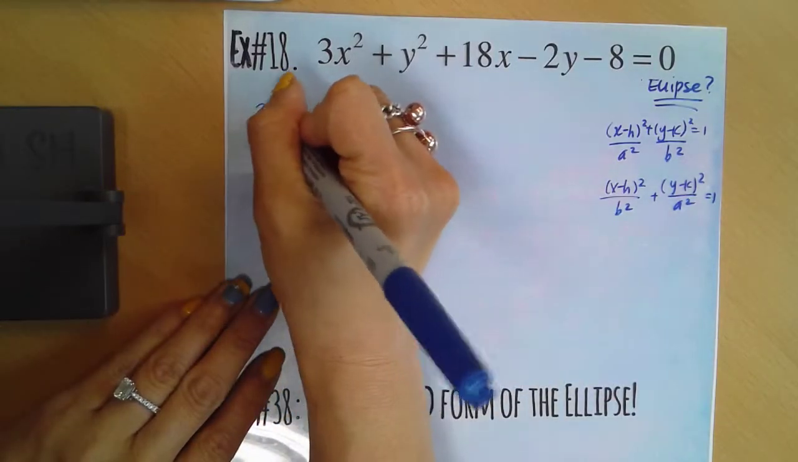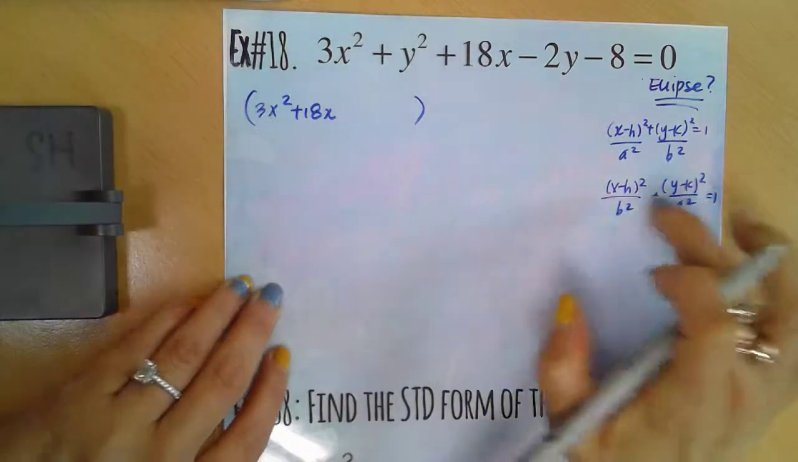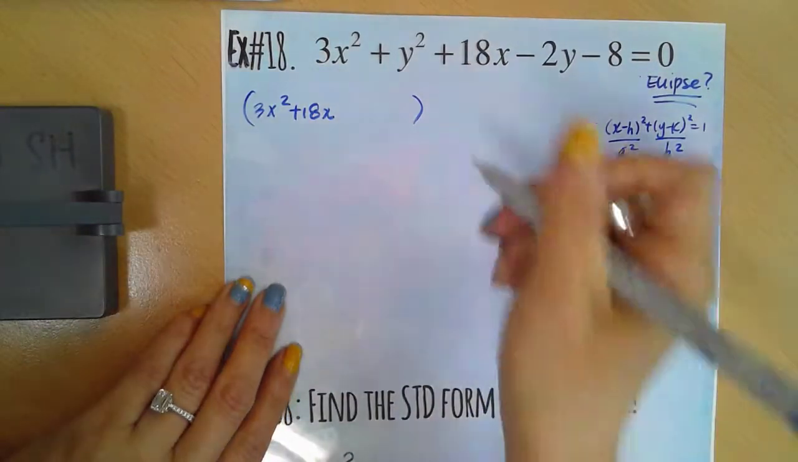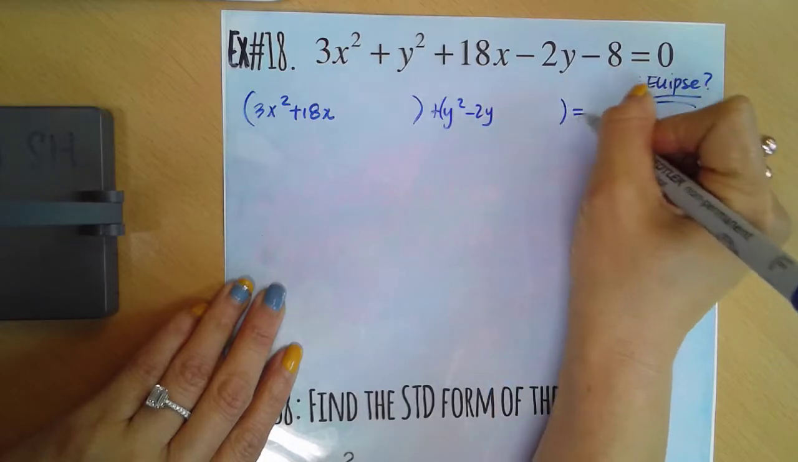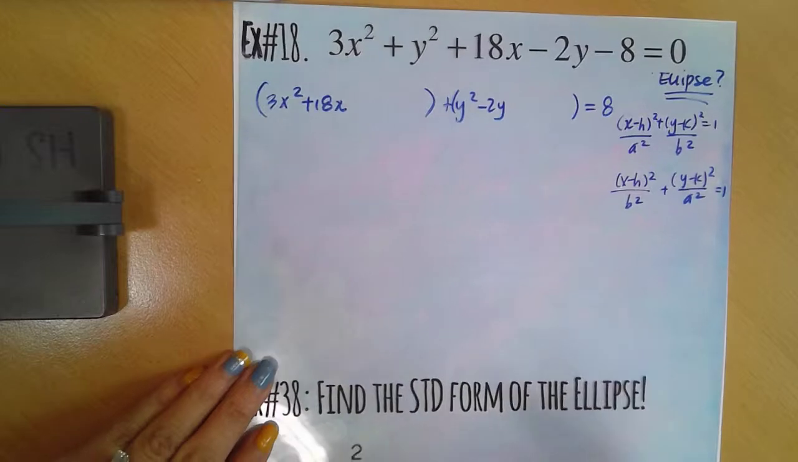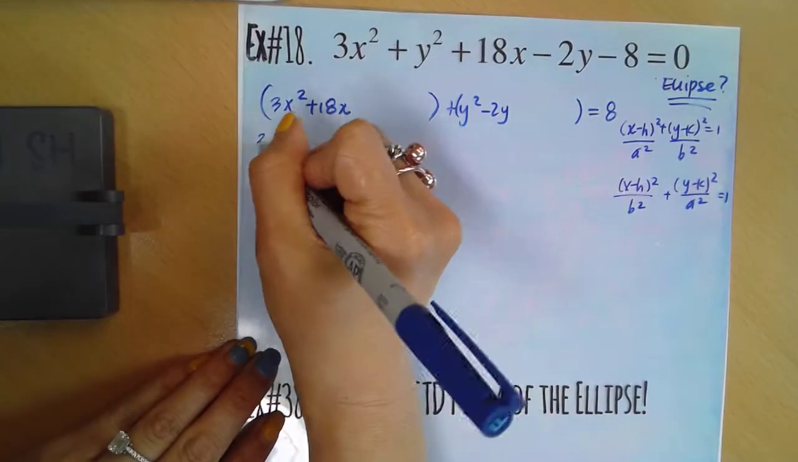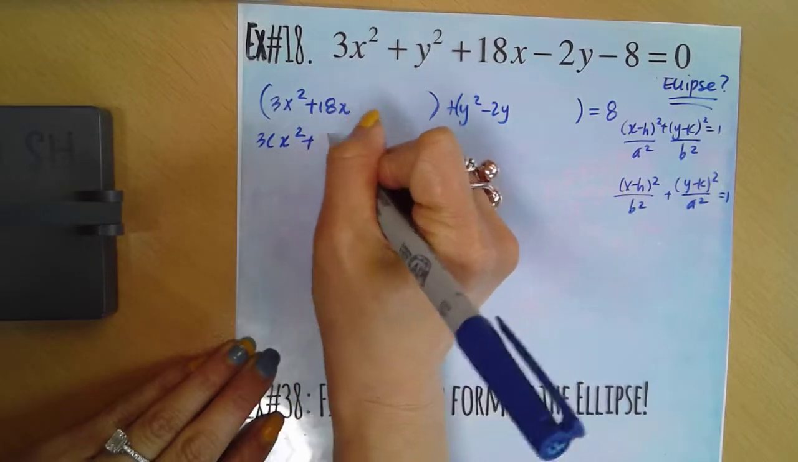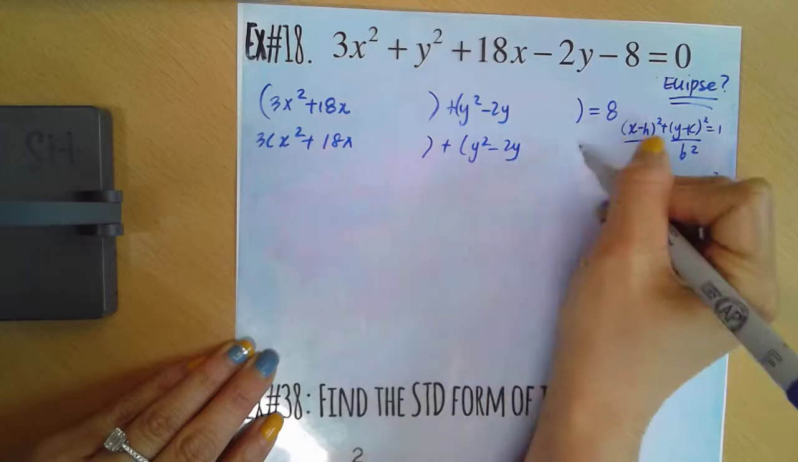So I'm going to take all the x's and collect them. Okay, because I know I'm going to have to complete the square somewhere along the way here. Y squared minus 2y, and I'm going to send the 8 over because it's a constant. Okay, now I know that when I have completing the square, I can't have an a value here. So I'm going to factor out that 3, x squared plus 18x. There's no y here, no a here.